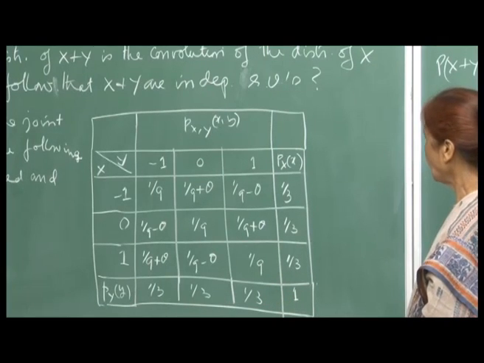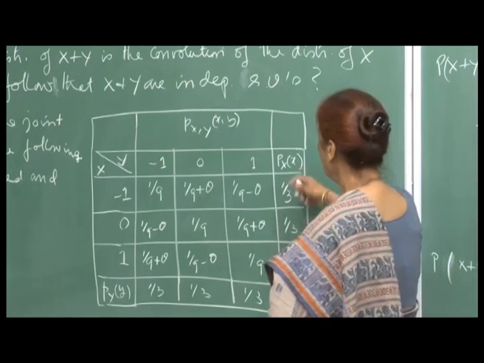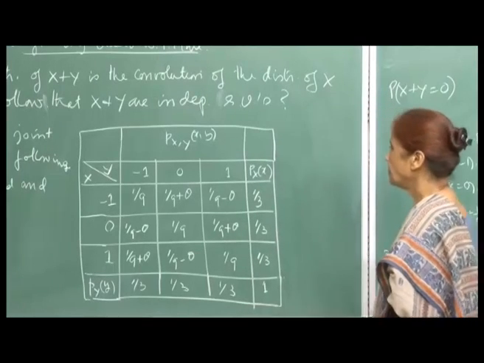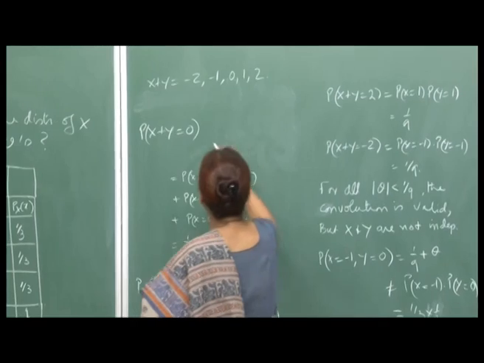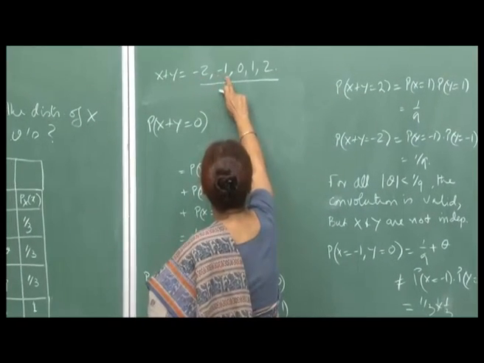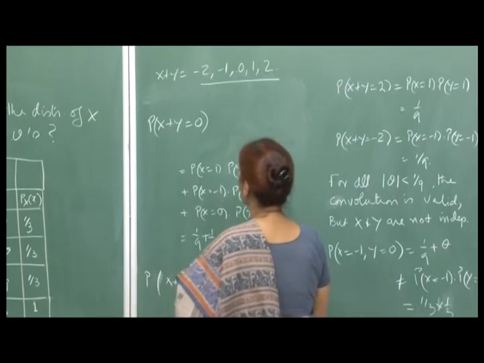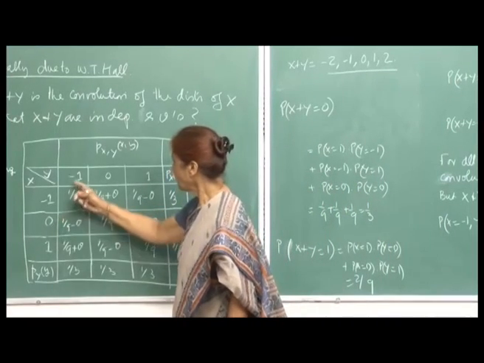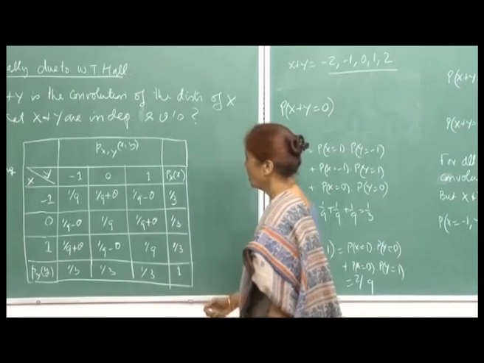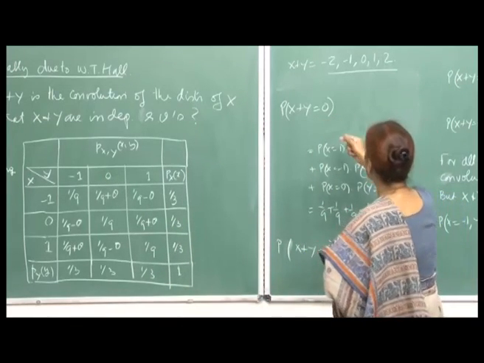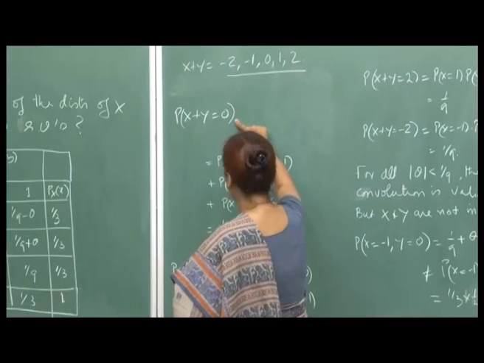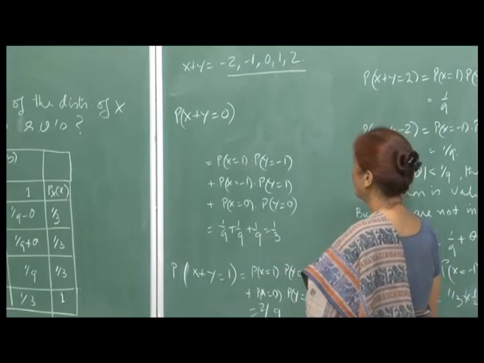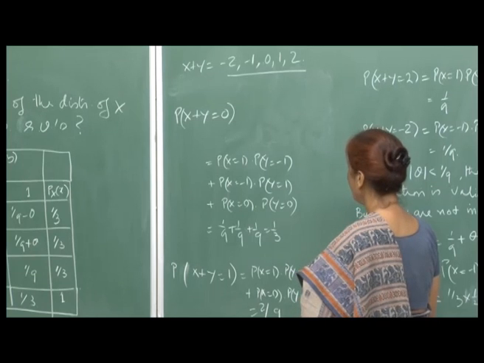And now, we want to verify that the distribution function of x plus y is a convolution of the distribution functions of x and y. The values that x plus y will take are -2, -1, 0, 1 and 2. These are the possible values that x plus y can take, because x takes the values -1, 0, 1 and y takes the values -1, 0, 1. So, you start with probability x plus y equal to 0, and we will have to verify for all possible values that the distribution of x plus y can be obtained as a convolution of distributions of x and y.